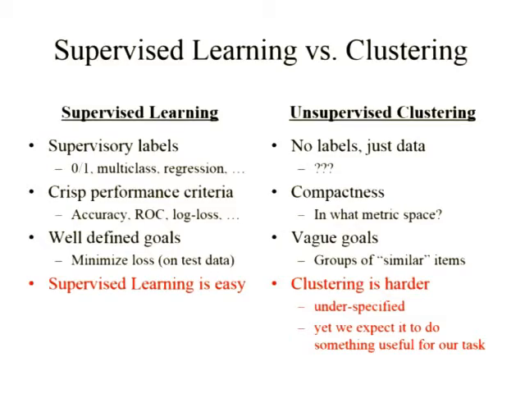Okay, so let's quickly compare supervised learning and unsupervised learning. In supervised learning, you have these really nice supervisory labels, right? So we know it's class 0 or 1, or multiple classes, or we have regression targets. In clustering, we really don't have labels. We just sort of have data. So we're missing something that we have in supervised learning. In supervised learning, we have these crisp performance criteria. We have accuracy, area under the ROC curve, log loss, things like that. In clustering, we kind of have compactness in some often undefined metric space. So again, unsupervised clustering is sort of at a disadvantage here.